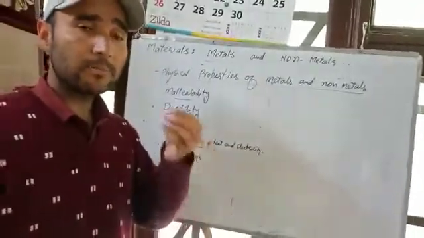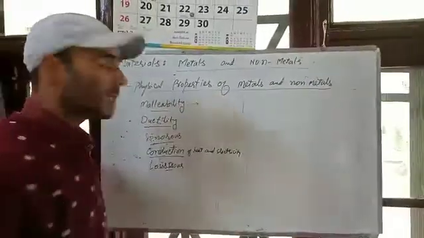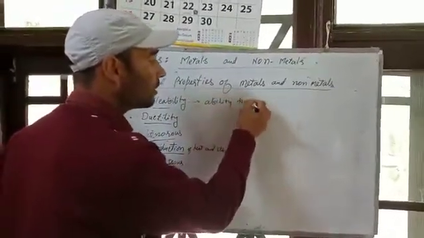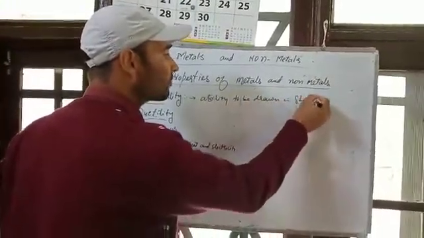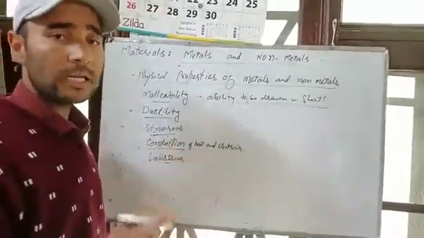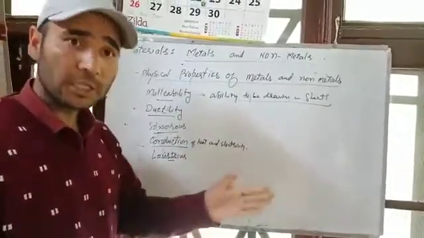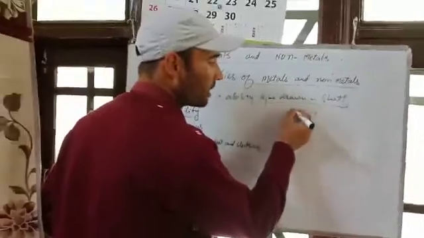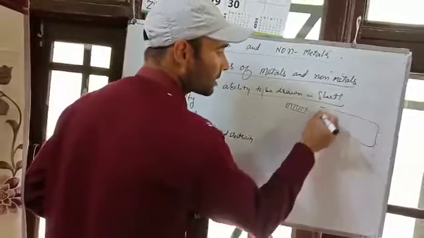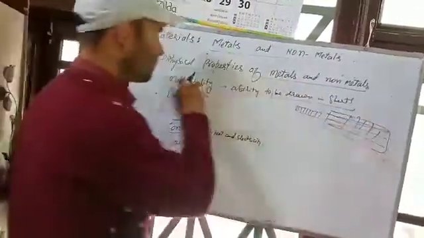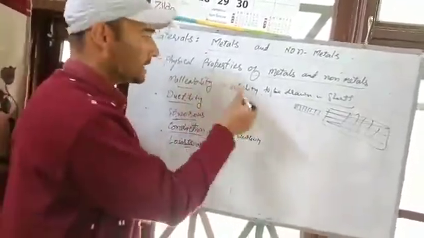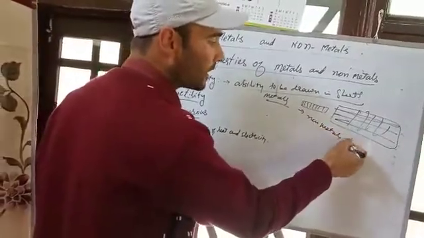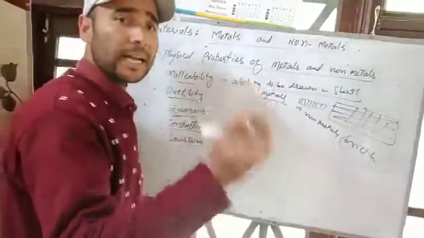And these properties are like this. The first property is malleability. It is the ability to be drawn in sheets. If you beat a substance and that substance gets deformed and forms sheet-like structures, this ability is known as malleability. For example, if it is a piece of iron, you can beat this piece of iron into sheet-like structures. This ability is known as malleability. It is only present in metals. Non-metals are brittle. That means if you beat a non-metal, it gets broken down.